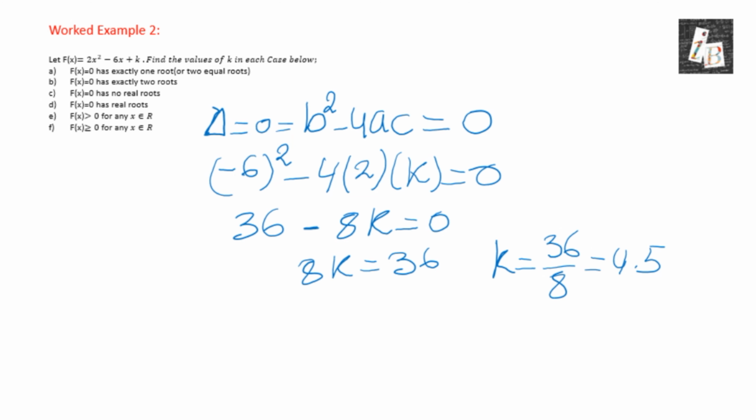Number B, f of x is equal to 0 and has exactly 2 roots. It will be the same expression, b squared minus 4ac, but instead of equal, it will be an inequality: bigger than 0. So the solution for B will be k less than the value we found. That means in every case where k is less than that value, the equation will have two roots.